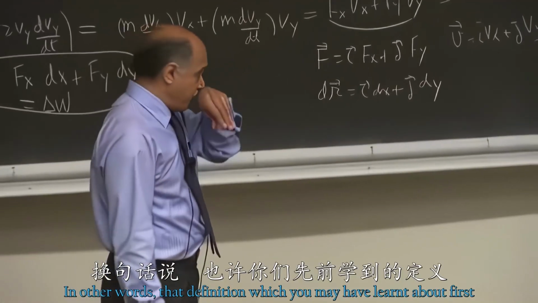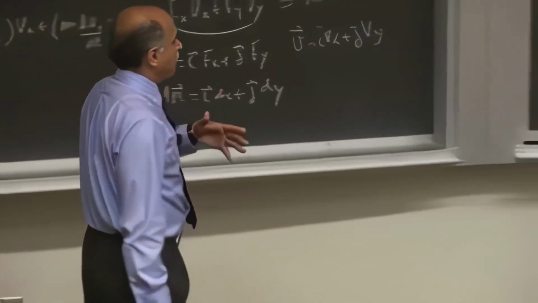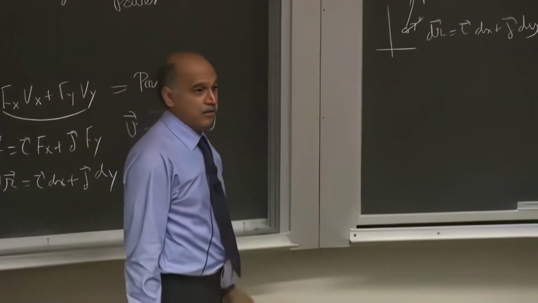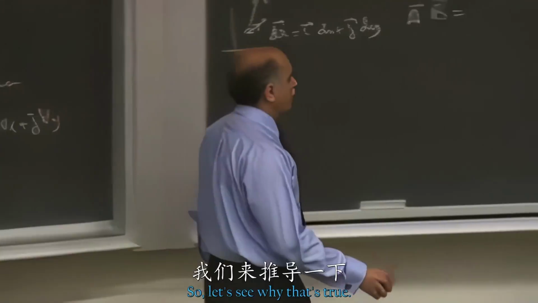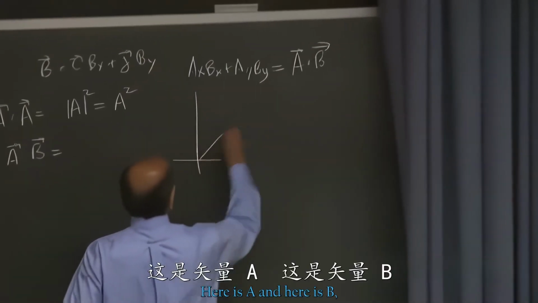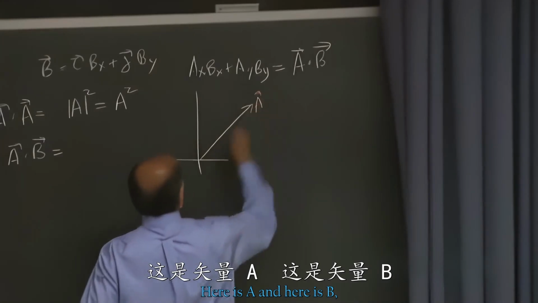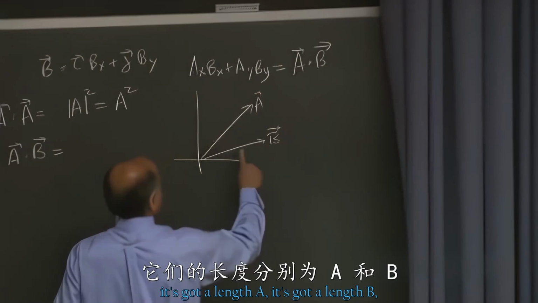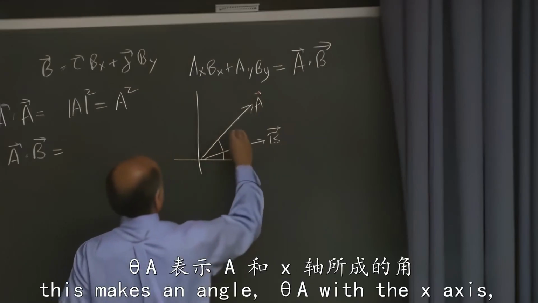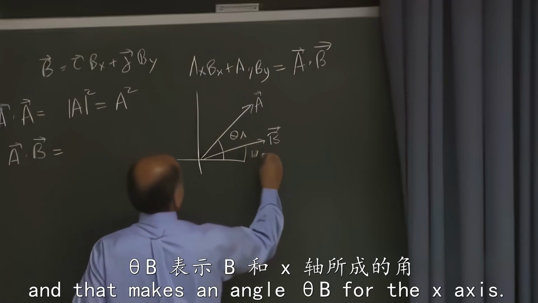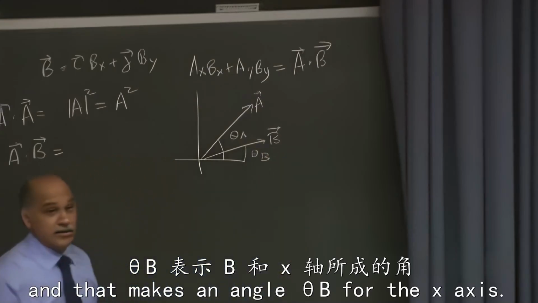In other words, that definition, which you may have learnt about first, is not independent of this definition. It's a consequence of this definition. So let's see why that's true. So let's draw two vectors here. Here is a, and here is b. It's got a length a, it's got a length b. This makes an angle, theta sub a with the x-axis, and that makes an angle theta sub b with the x-axis.